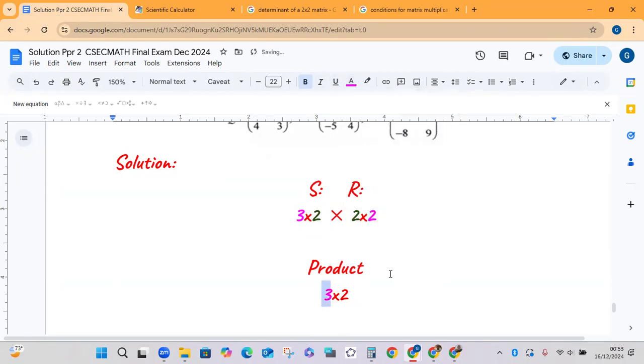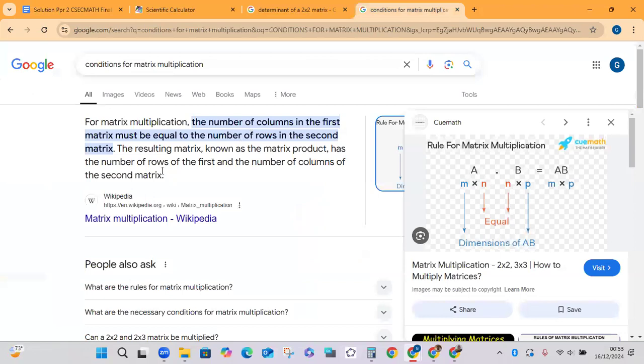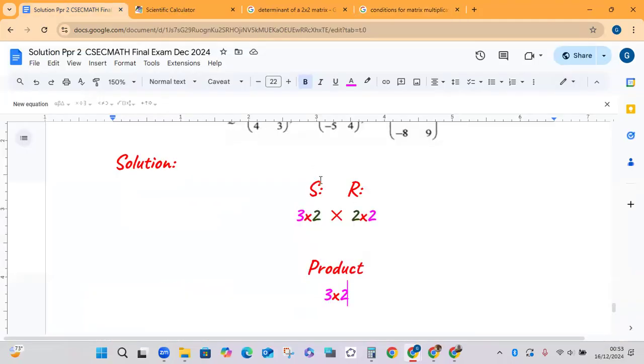It must have the rows of the first and the columns of the second, as stated here. Rows of the first, columns of the second. Please take note of this. Write all this down in your notebook. This is very important. So that's the answer. That's the product. The product will be a 3 by 2.